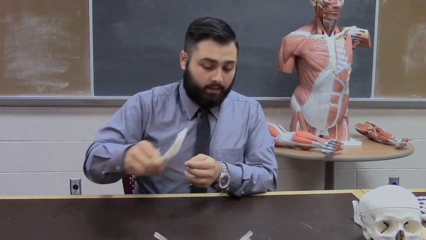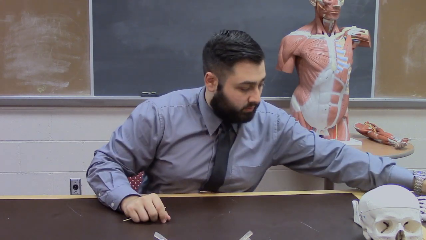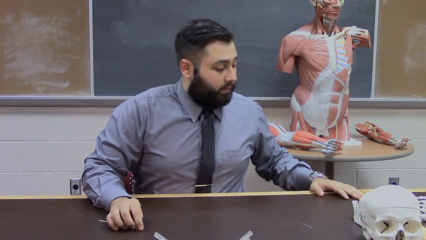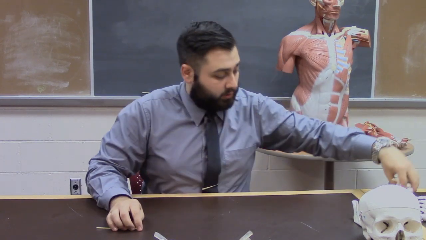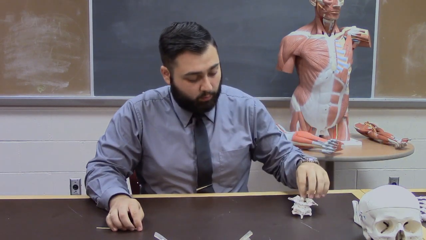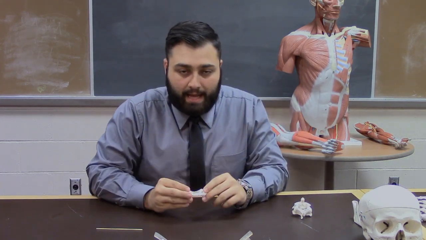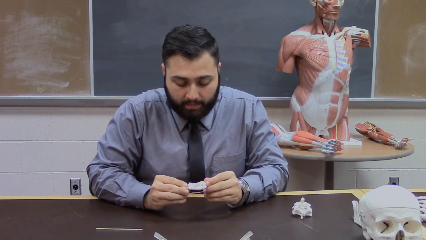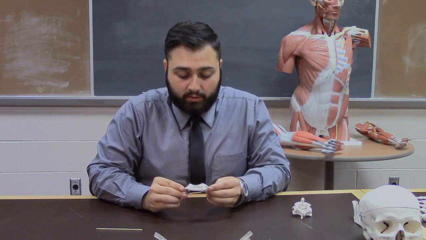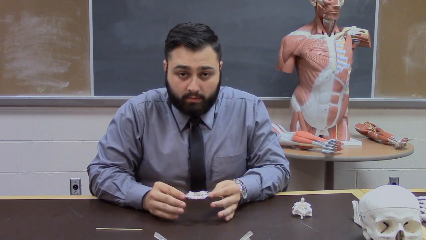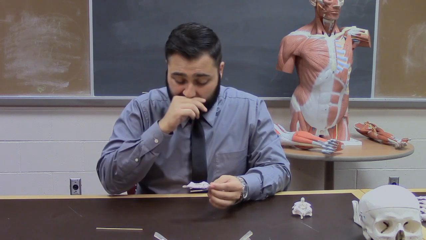Alrighty. Now, we're going to do the vertebrae. We're going to start with C1. Okay? C1, also called atlas. Atlas, okay? Now, again, you're going to need to know what's forward and what's back, what's anterior, what's posterior.